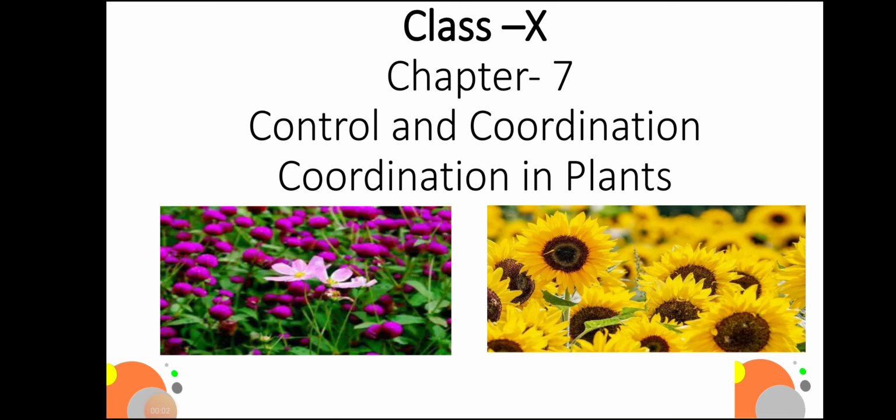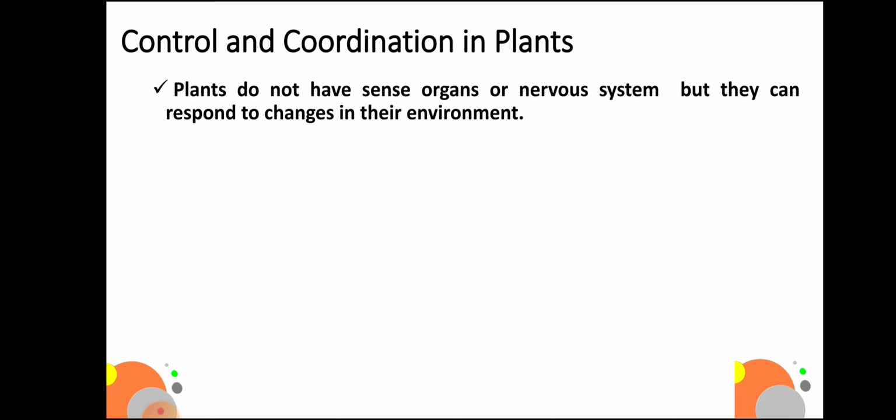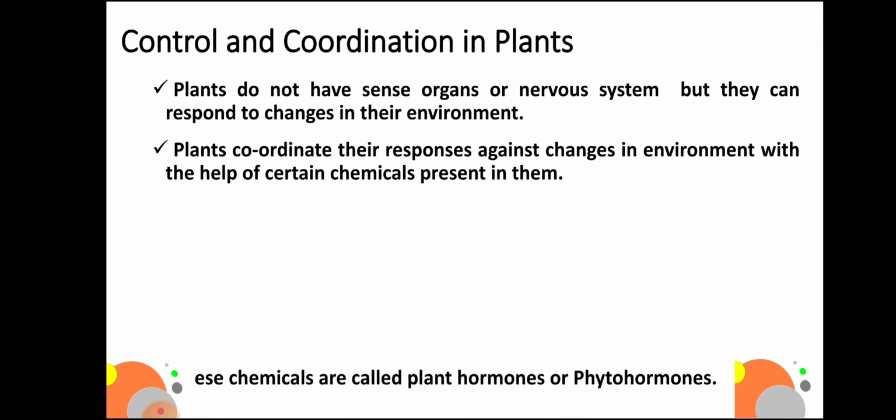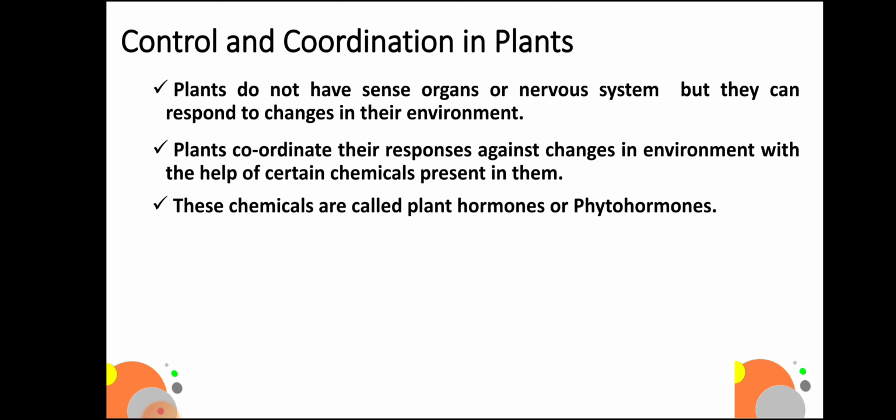Hello everyone. Today we are going to take class 10th Science NCERT chapter 7 Control and Coordination, topic Coordination in Plants. As we all know, plants do not have sense organs or nervous system, but they can respond to changes in their environment. Plants coordinate their responses against changes in environment with the help of certain chemicals present in them. These chemicals are called plant hormones or phytohormones.